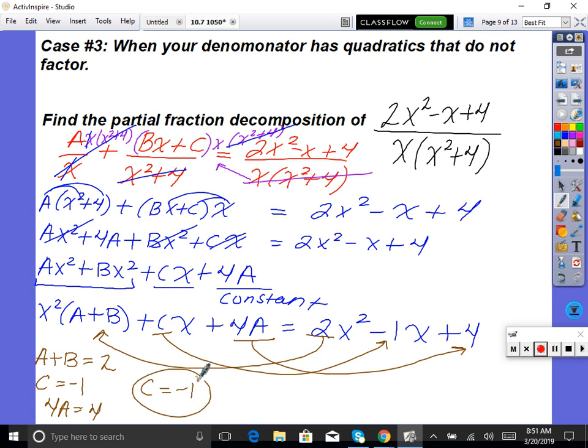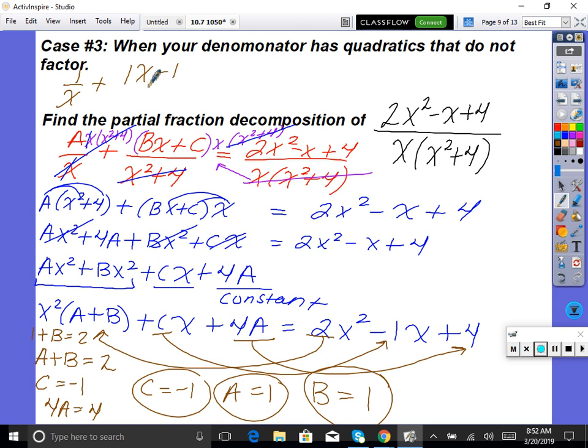c is equal to -1, circle. a must be 1. And then plug in 1 here. So 1 plus b equals 2. Therefore b must equal 1. And then all we have to do is go to our answer, which was this. This is our answer, but we have to fill in what our a, b, and c are. So our a was 1, so we should have 1 over x, plus my b is 1, so that's 1x, and then plus c. So 1x plus -1, so I'm going to write -1, all over x squared plus 4.